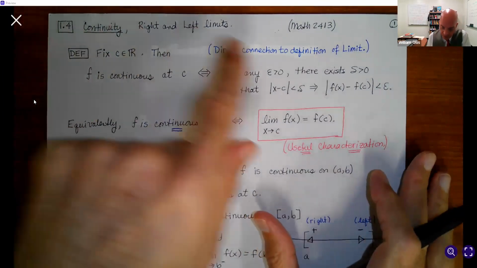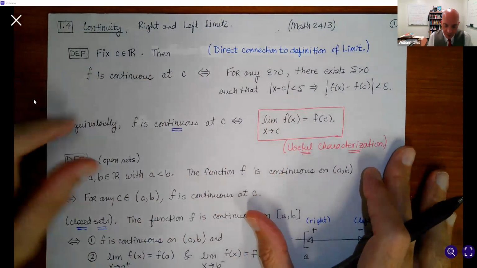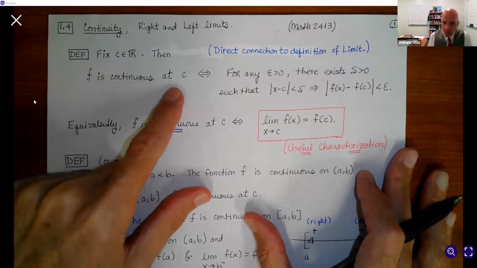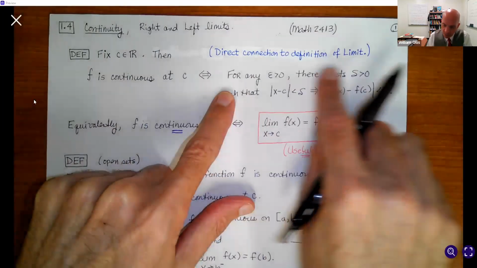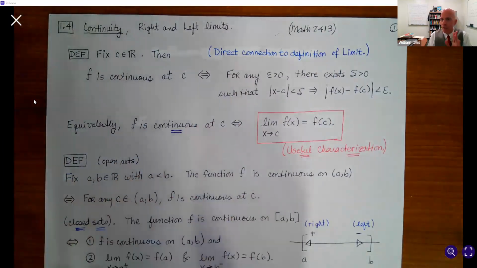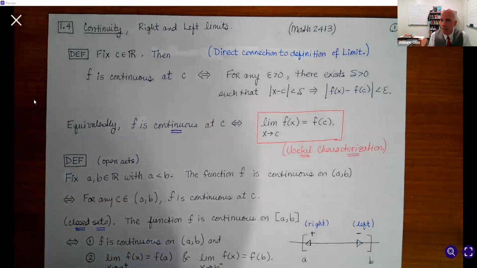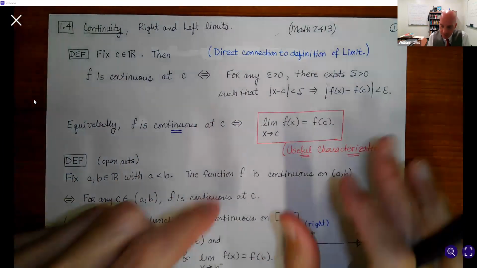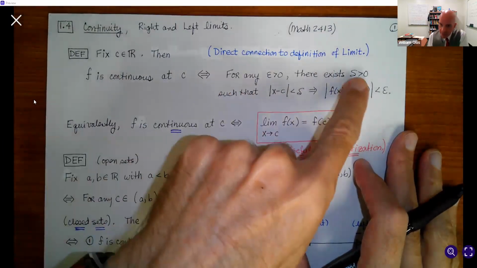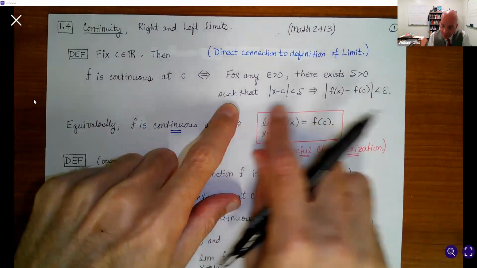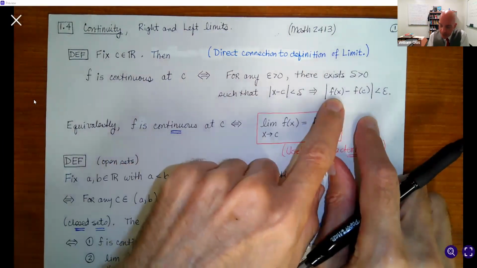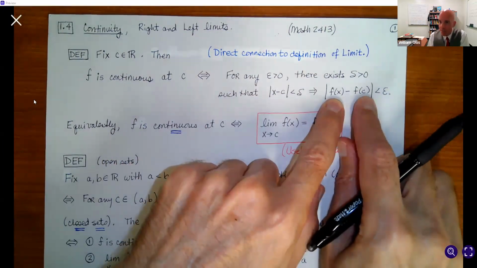So now, again using the same terminology I've had before, we're going to fix c an element of R, and then we're going to say f is continuous at c. And then I want you to look at what I've written here and see that it's basically, except for a couple of adjustments, the definition of limit. Notice we take any epsilon positive, and then there exists a delta, such that if x is within delta of c, then f of x is within epsilon of f of c.